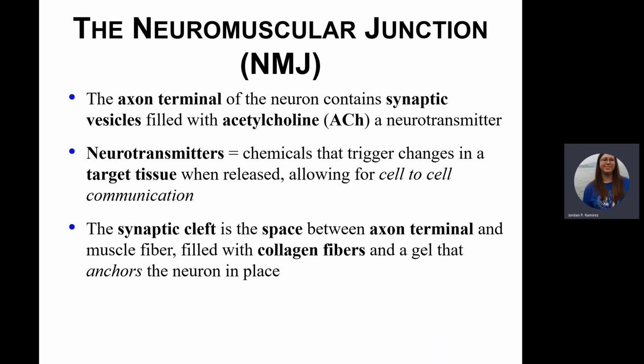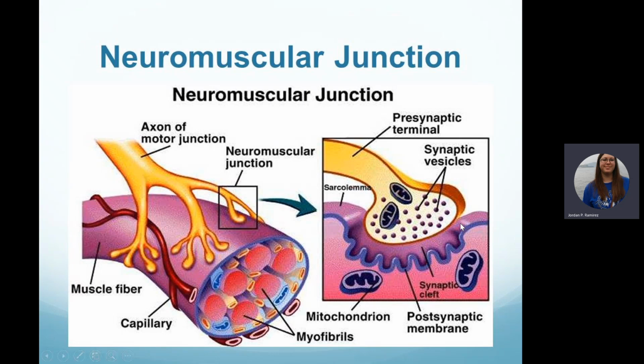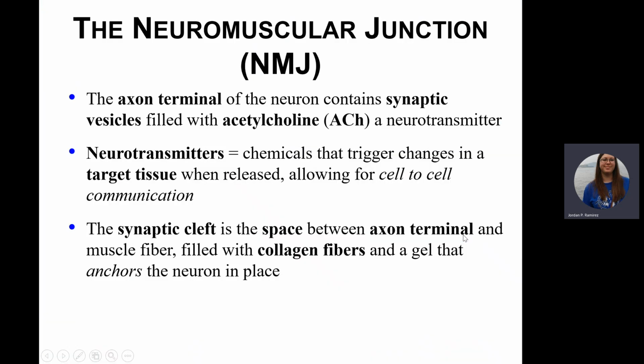So the synaptic cleft is the space between the axon terminal and the muscle fiber. This would be your synaptic cleft here, the space between muscle and neuron. The synaptic cleft is also filled with collagen fibers and a gel that essentially keep everything in place.